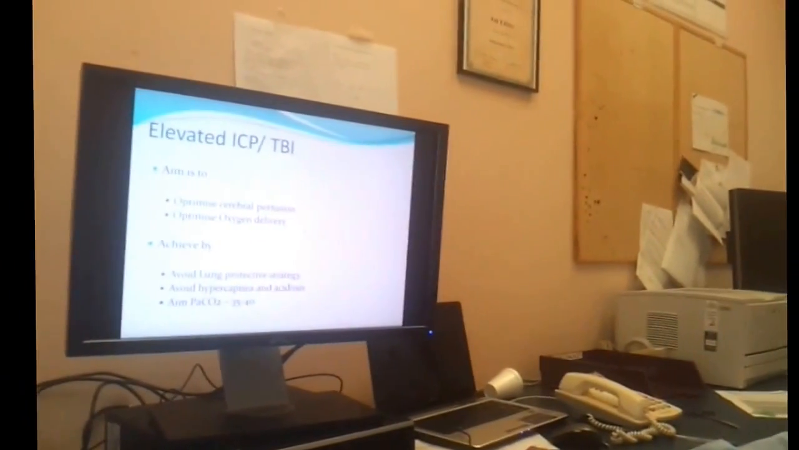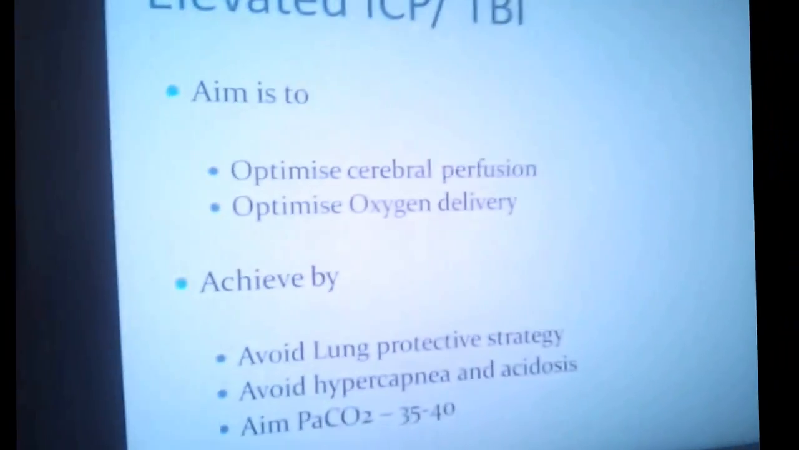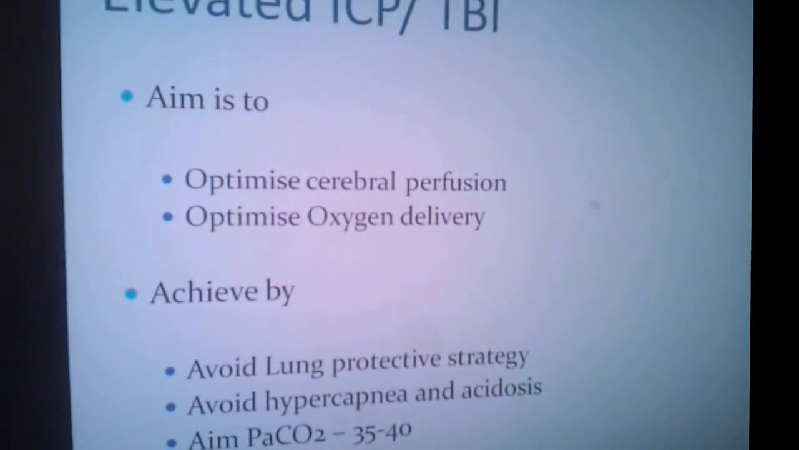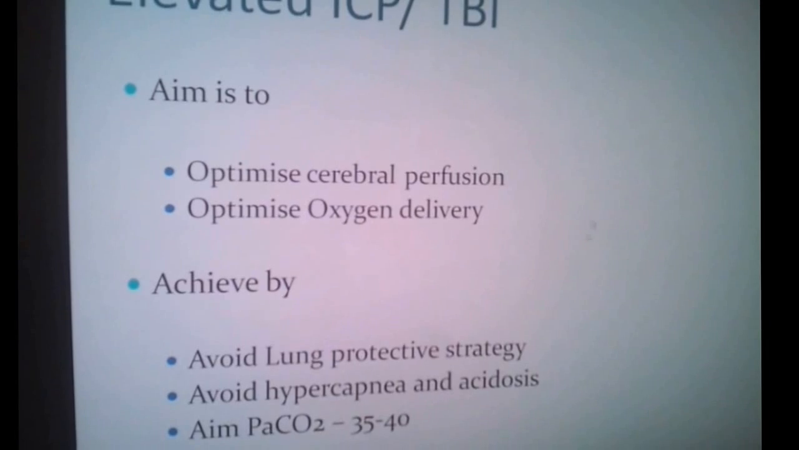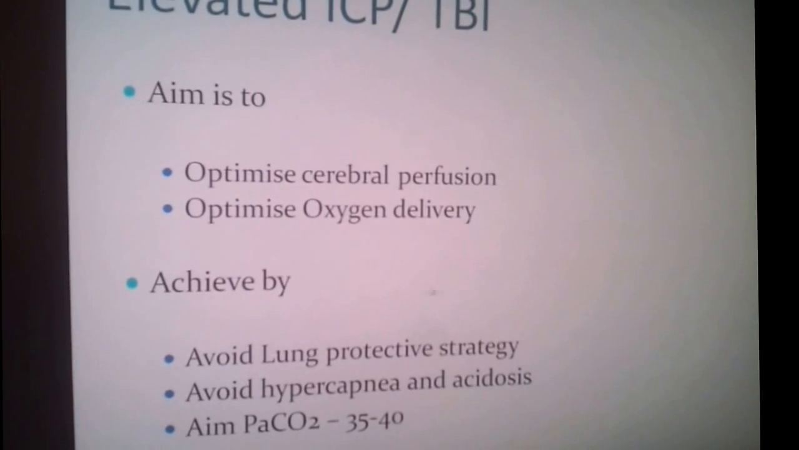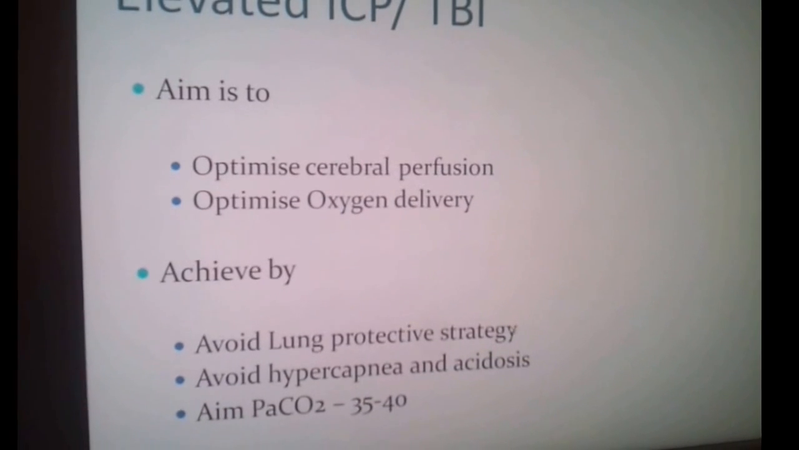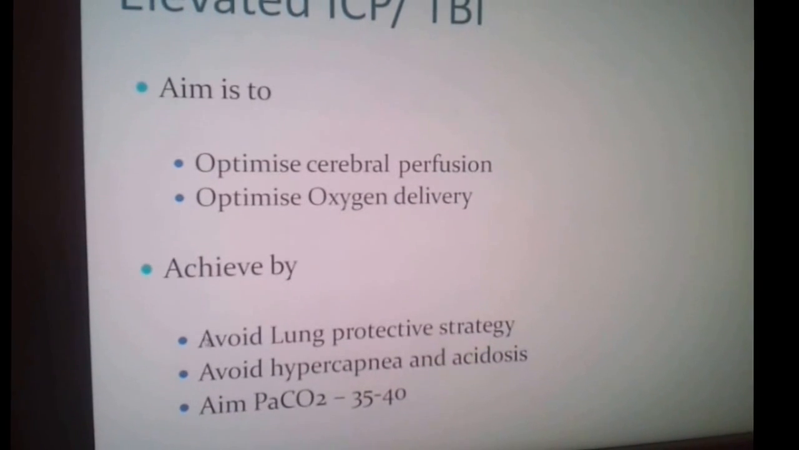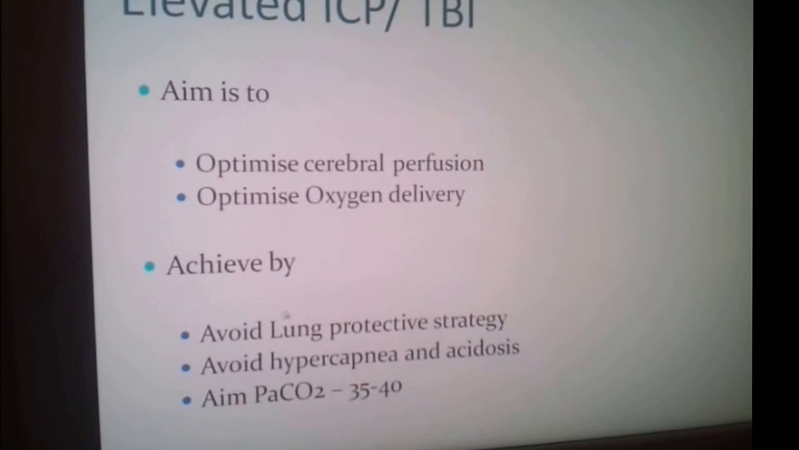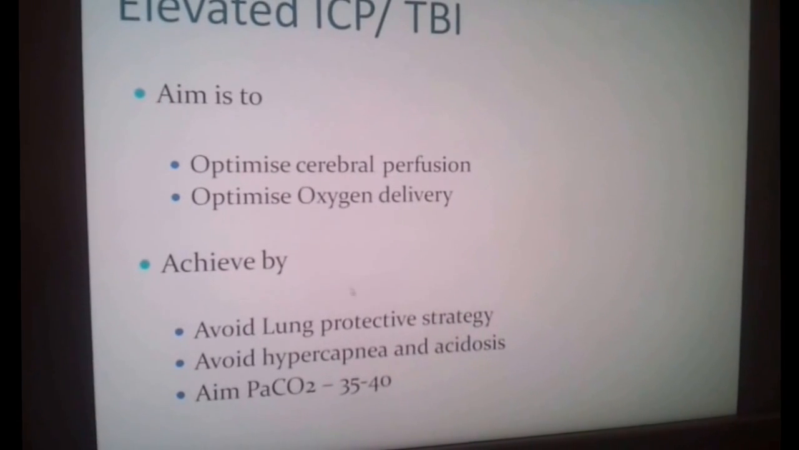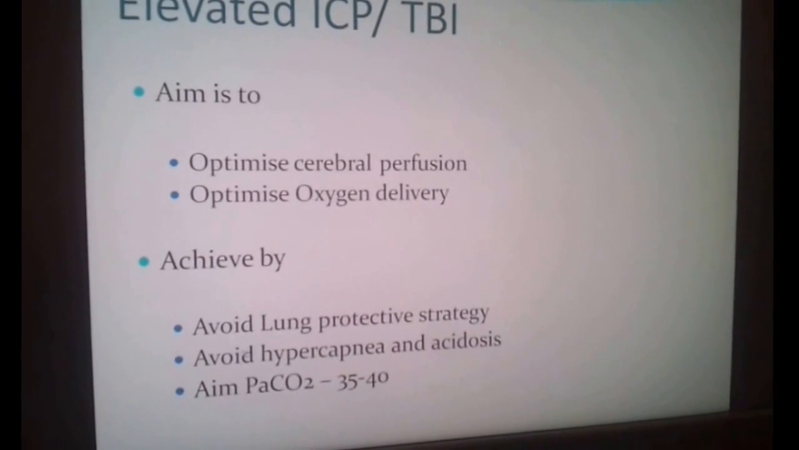Now, if someone has got an isolated head injury, cyclist versus car, no other injuries found, an open fracture or something like that, then what to do? So the aim is to optimize cerebral perfusion, optimize oxygen delivery, trust no one, give oxygen, maintain cerebral perfusion. Now, this is achieved by avoiding lung protective strategy. So rather than this, we should have written here, use general lung strategy, which is 8 mils per kilo rather than 6 mils per kilo.